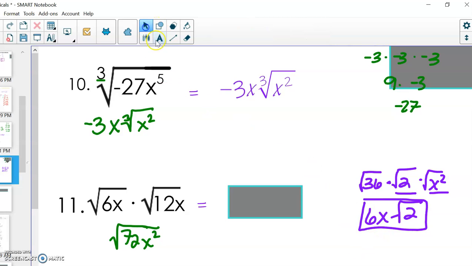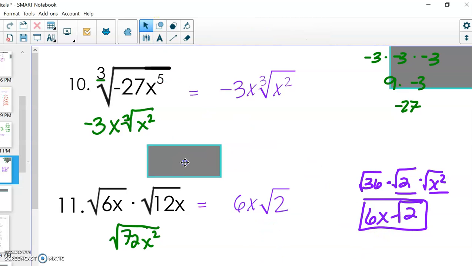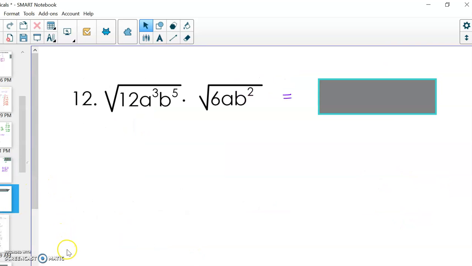And we're good to go. Final answer, 6x on the square root of 2. All right. I want you to try this one on your own. Unpause the video when you're ready to go over it.